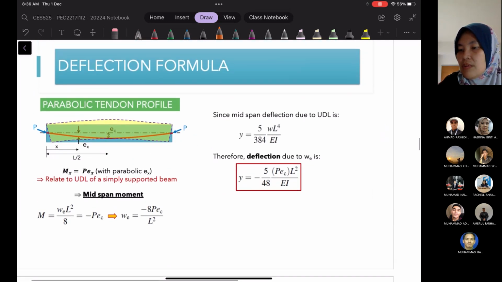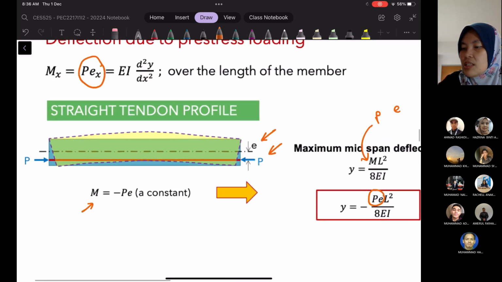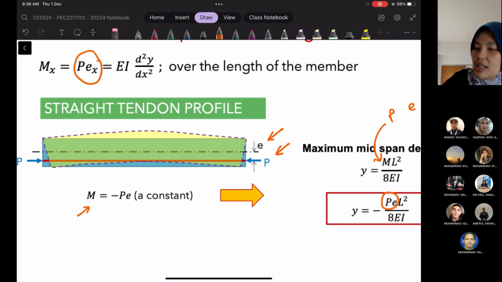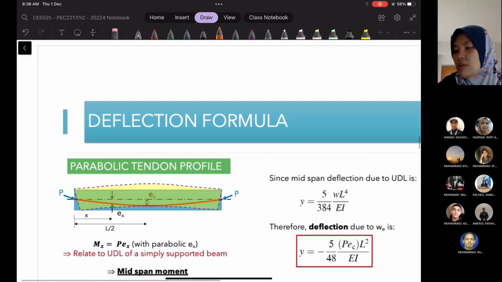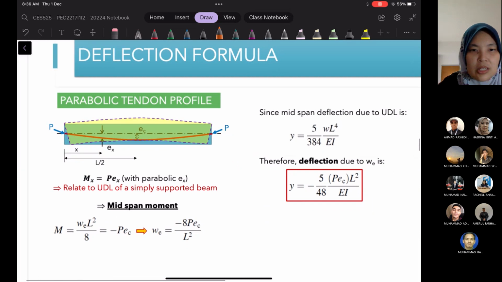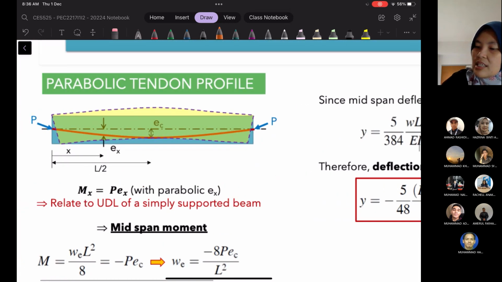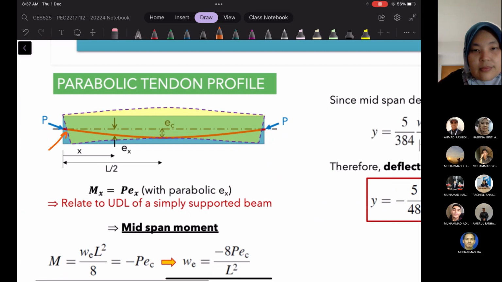Then we also have another case, whereby we have the parabolic tendon profile, right? So if you look here for the straight tendon profile, you can see that the tendon that we have here is in red color. So the red color one, when it says straight tendon profile, it is the same eccentricity from end to end. However, we have another case which is the parabolic tendon profile, whereby you can see here, this is the tendon. Then this tendon will have a different eccentricity between the ends and also the midspan, right?